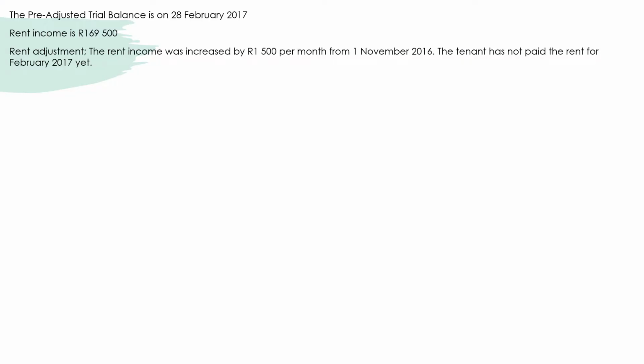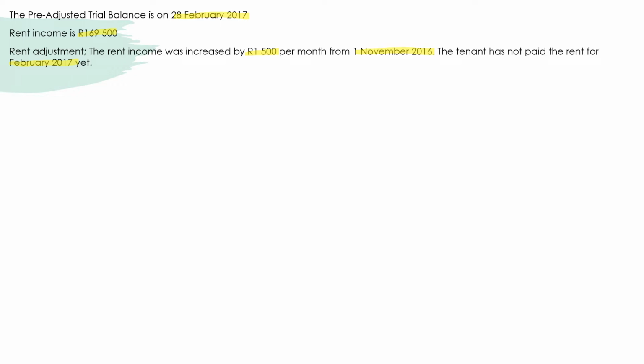Going into the question, it says the pre-adjustment trial balance is on 28 February 2018. That's the end of the financial year. Then rent in the trial balance is given as 169,500. Then adjustment, the rent income was increased by 1,500 per month from 1 November 2016. The tenant is not yet paid rent for February. So the tenant has not paid the rent for February 2017.